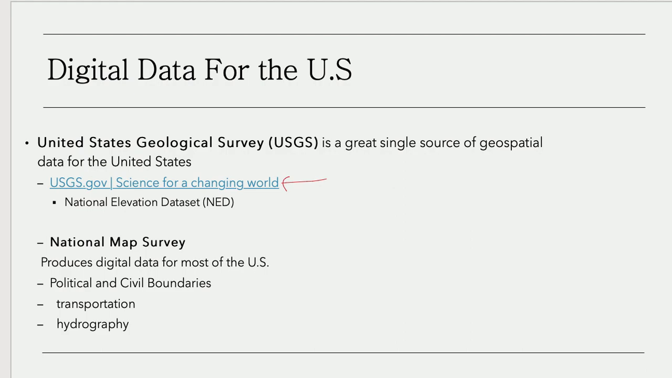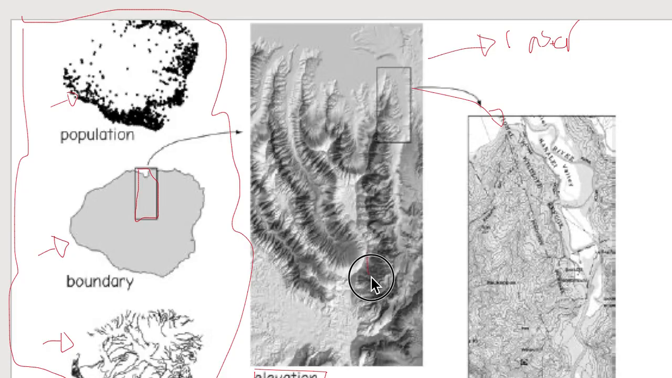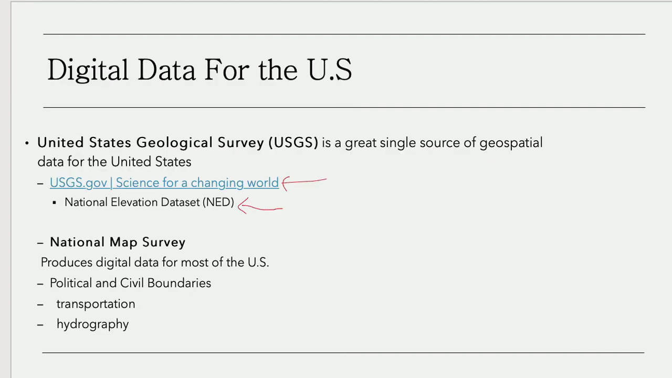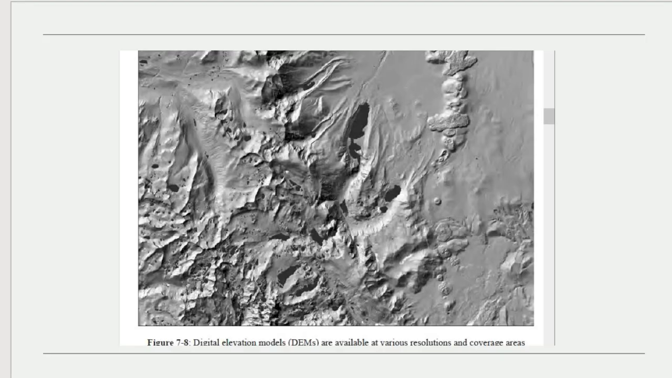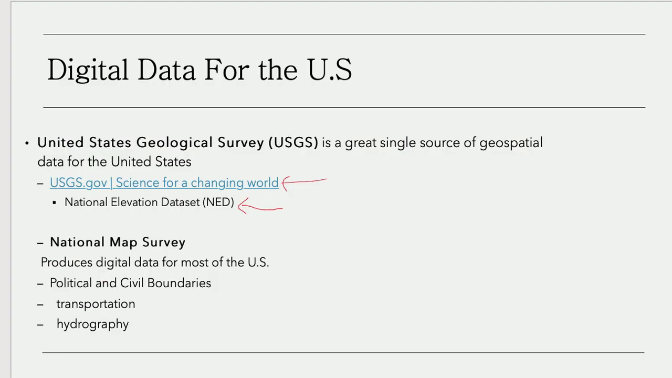So again, keep in mind we are doing a project for this class. And an example of the data sets that USGS provide is the National Elevation Data Set. So this is similar to this picture as well as this DEM or digital elevation model.